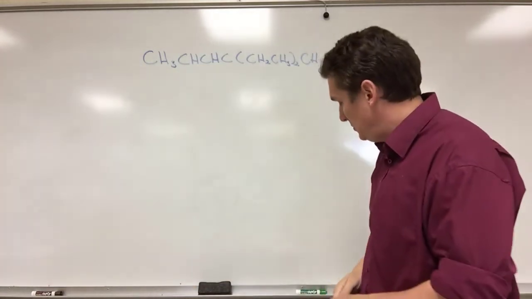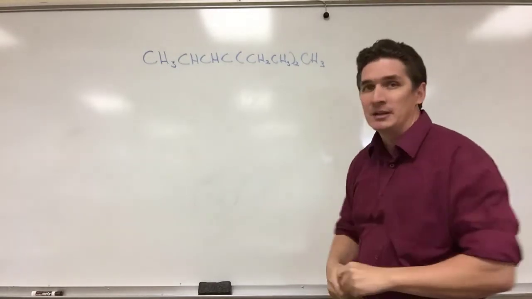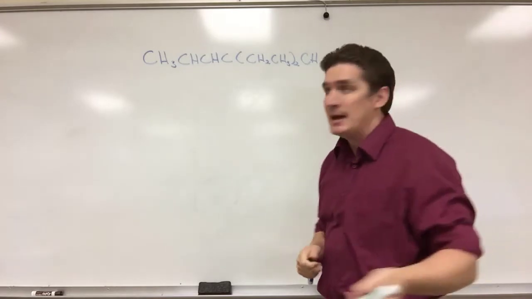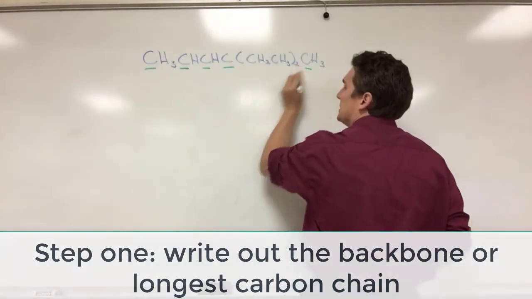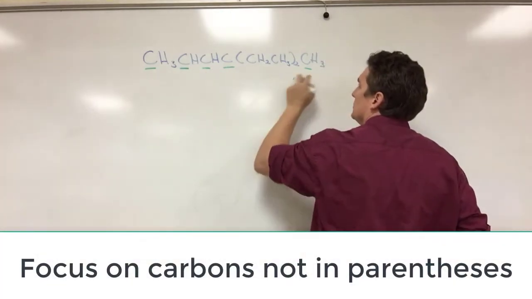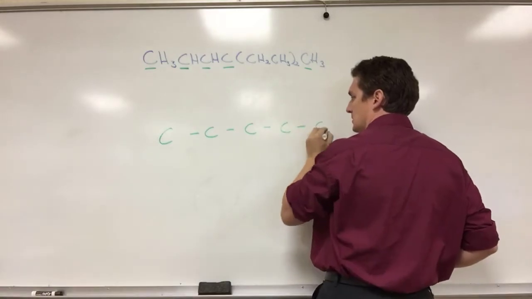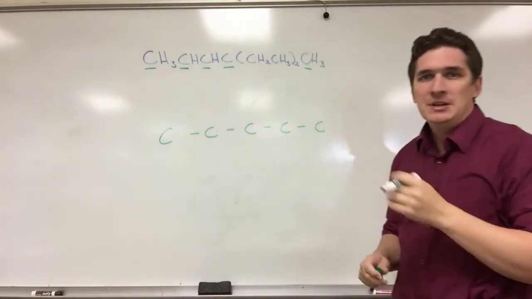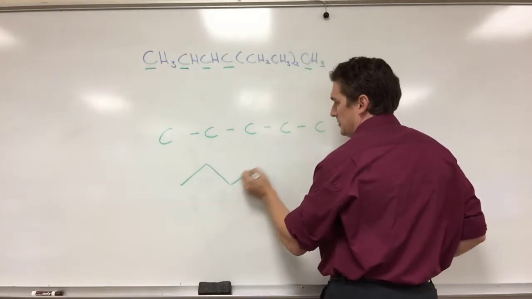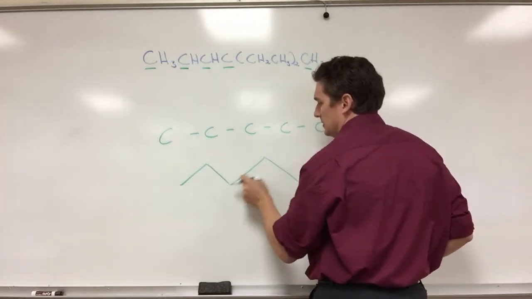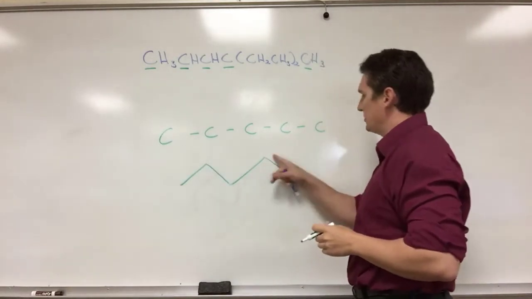Well, the first thing we're going to do is look for a series of continuous carbons, because that's the way organic formulas are written. We're going to create the backbone. So we're going to look at all the carbons that are not in parentheses. So in this case, we have 1, 2, 3, 4, 5 carbons. Now, they're going to be connected in a chain, so let's go ahead and just draw that chain. 1, 2, 3, 4, 5. So we've got our first carbon, second carbon, third carbon, fourth carbon, fifth carbon.